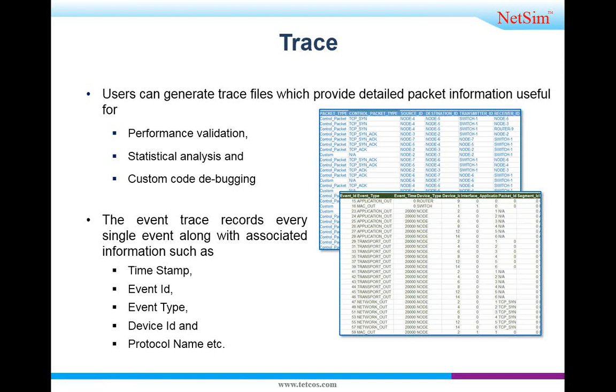Okay, so you can see in the screenshot there are two screenshots, one is blue and one is black. The blue one is the packet trace. You can see these attributes that are available in packet trace, and these are the attributes which are available in event trace. This packet trace can be used for performance validation, statistical analysis, and custom code debugging. So you have to enable packet trace and event trace while configuring your network.